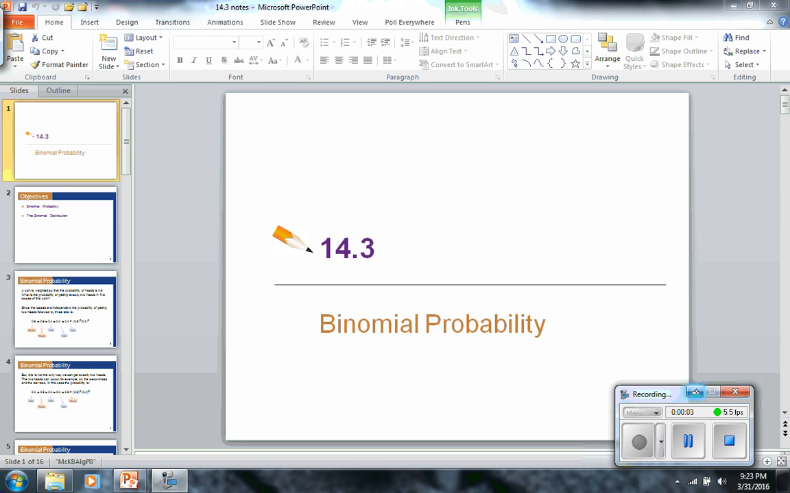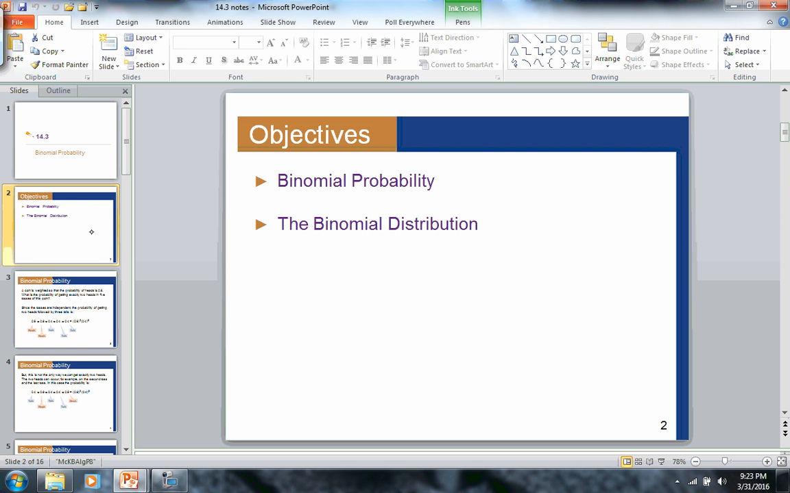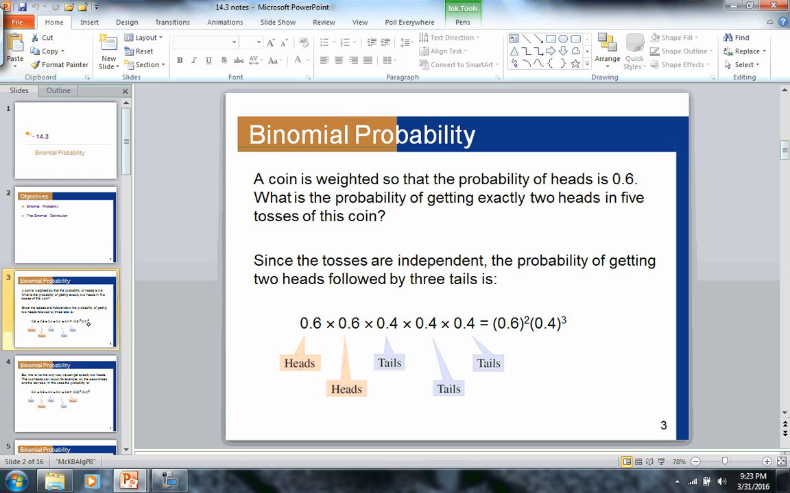Welcome to Mrs. Miller's notes for her pre-calculus class. These are the notes for section 14.3 entitled Binomial Probability. And today we're going to talk about binomial probability and then binomial distribution.